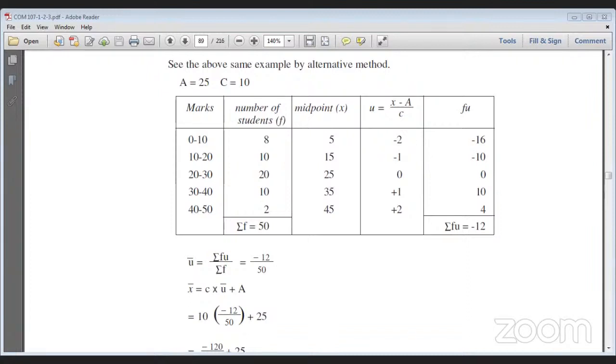So total 75 divided by 5 will be 15. So the deviations are minus 10, minus 5, 0, 5 and 10. So here the difference will be x minus x bar, and the sum is the total.